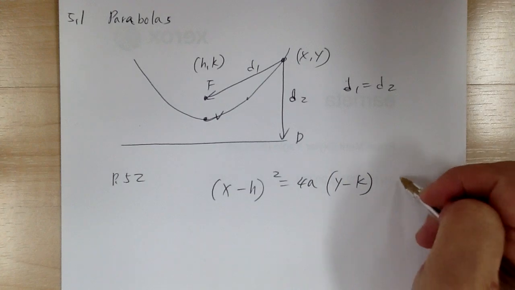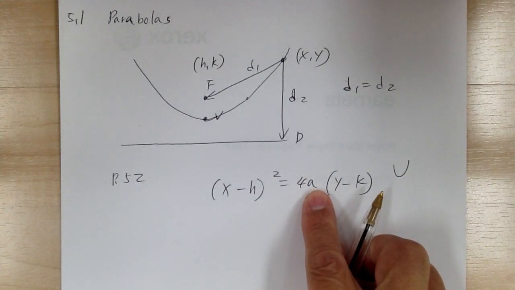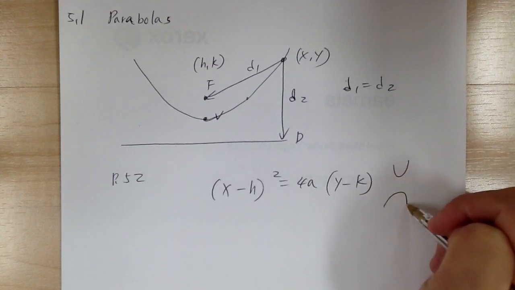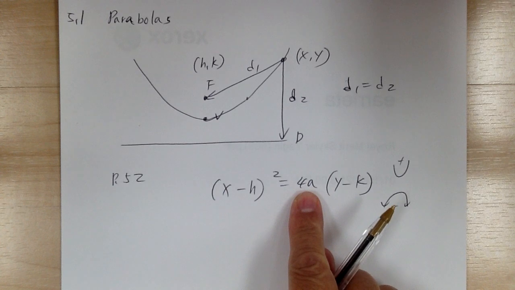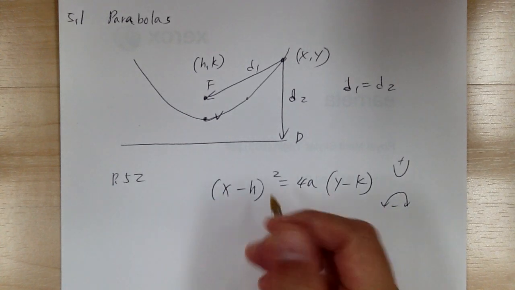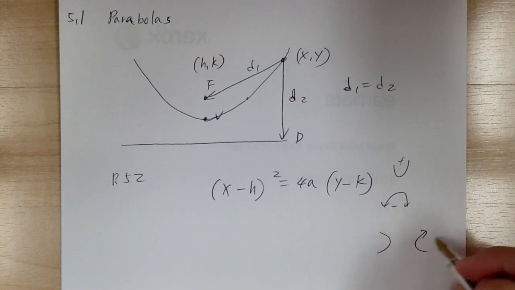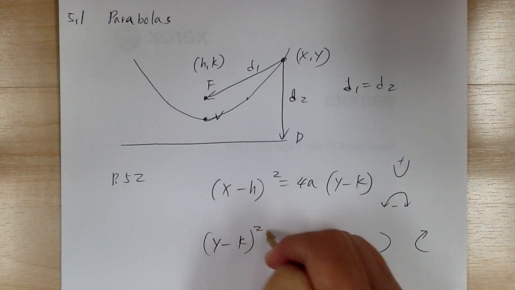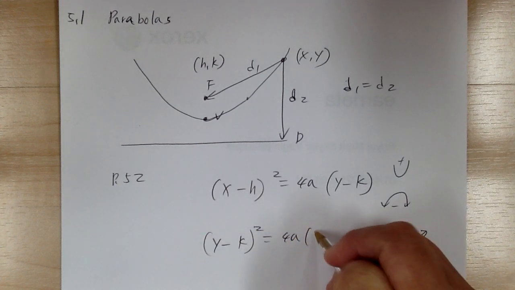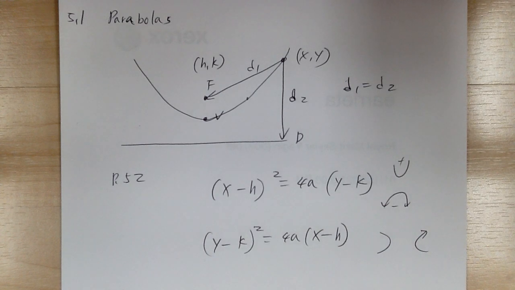This is going to open in the y direction, so it depends on the a. If a is positive, it will open up. If a is negative, it's going down. And this is the opening at the focus. Now the other form, if it's opening this way in the x direction, you're going to get (y minus k) squared equals 4a times (x minus h). So just flip it around.